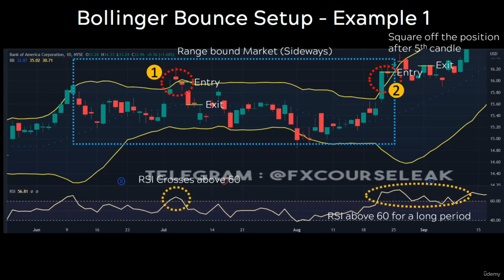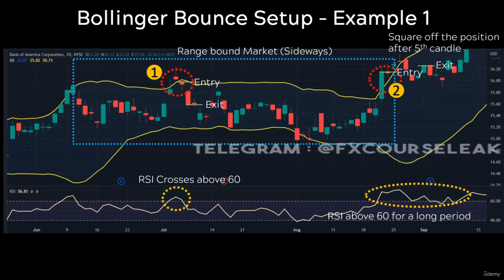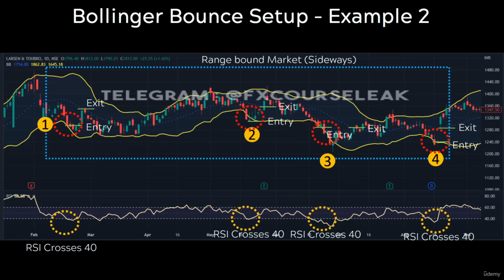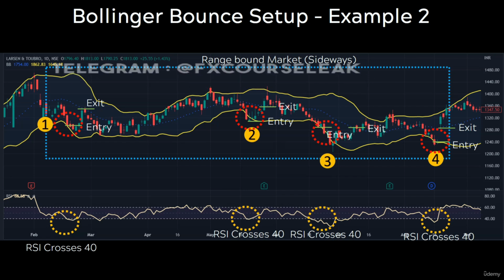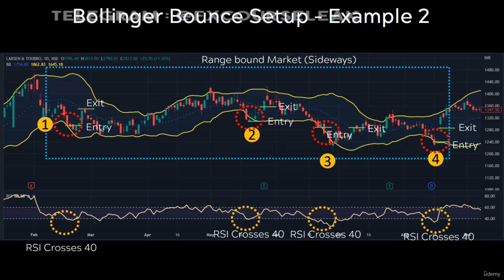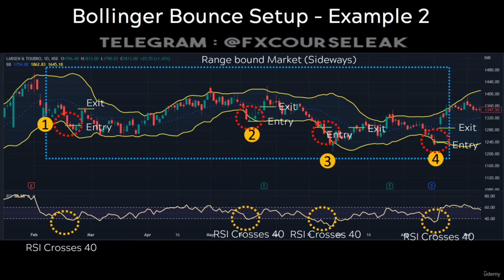Again, if you go back to our L&T example which we discussed earlier in this lecture, there also we could have squared off position 3 where RSI was hovering below 40 for 4-5 candles. Lastly, I use Bollinger Band setup specially for long trades rather than short trades.